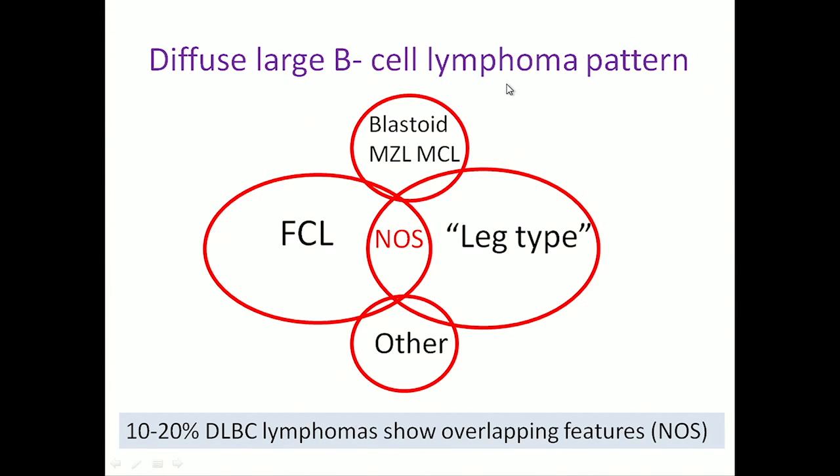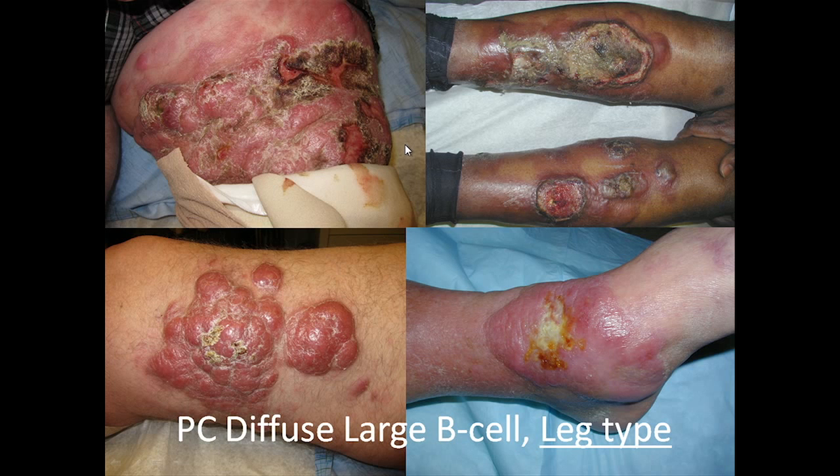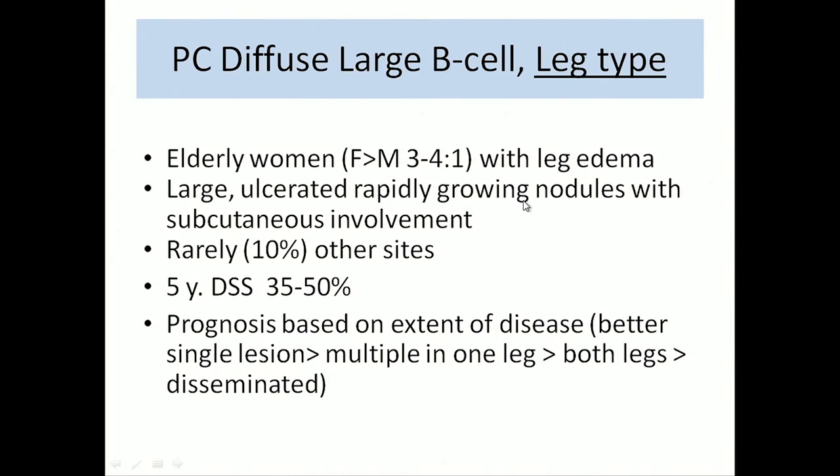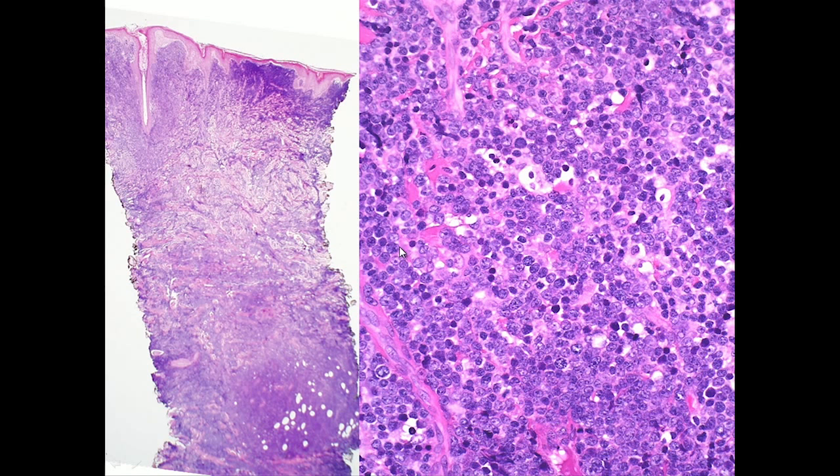So diffuse large B-cell lymphomas could be follicle center lymphomas, as we mentioned, or this leg type that's much more aggressive. There are also other cases, the blastoid mantle cell, marginal zone lymphoma that can present with the same type of distribution. So the leg type, typically elderly patients, typically women, could be one leg, could be both legs. The more localized the process, the better the prognosis. Patients with one single lesion do very well.